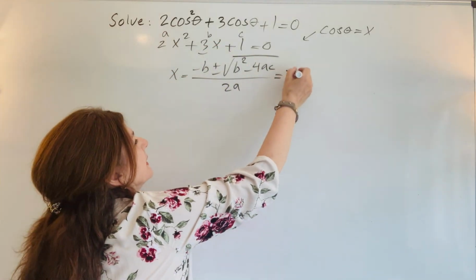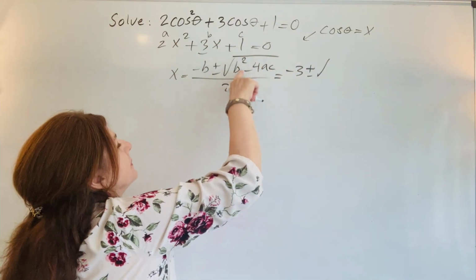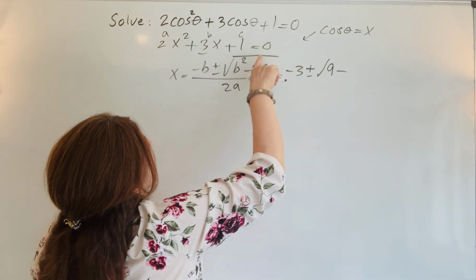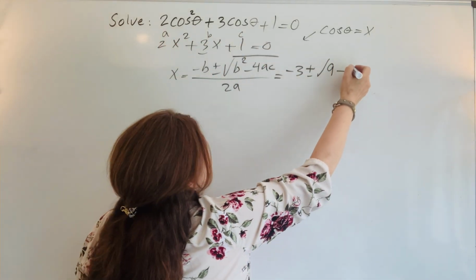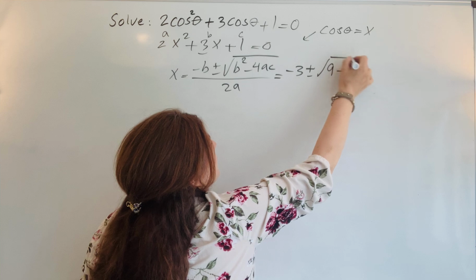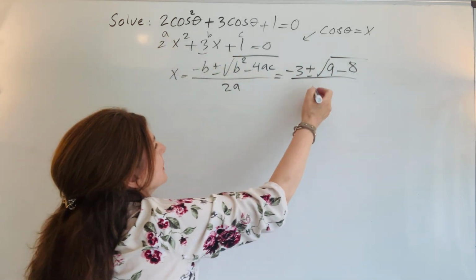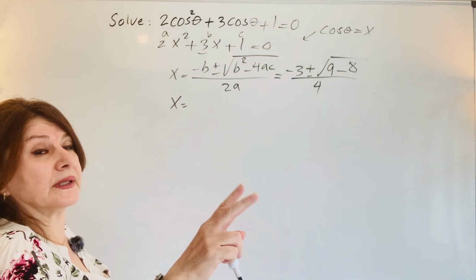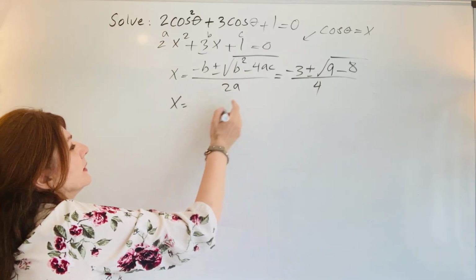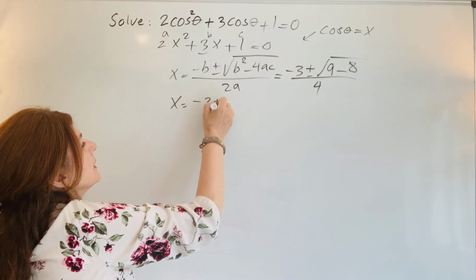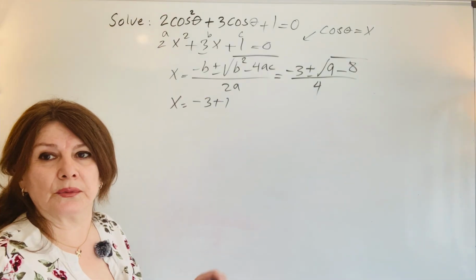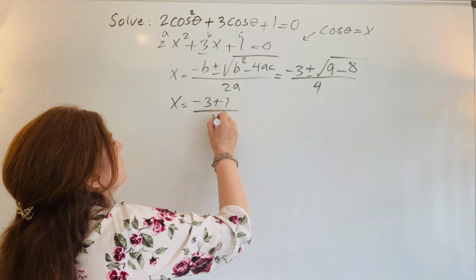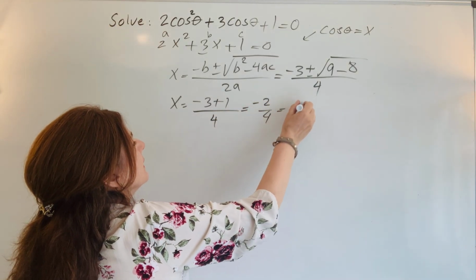In this case, negative b is negative 3, plus or minus the square root of b squared, which is 9, since 3 squared is 9, minus 4ac, which is 4 times 1 times 2, 8, over 2a, which is 2 times 2, 4. We have two answers because of plus and minus. With plus, we get negative 3 plus 1, because 9 minus 8 is 1, and 1 comes out of the radical. That gives negative 2 over 4, negative half.